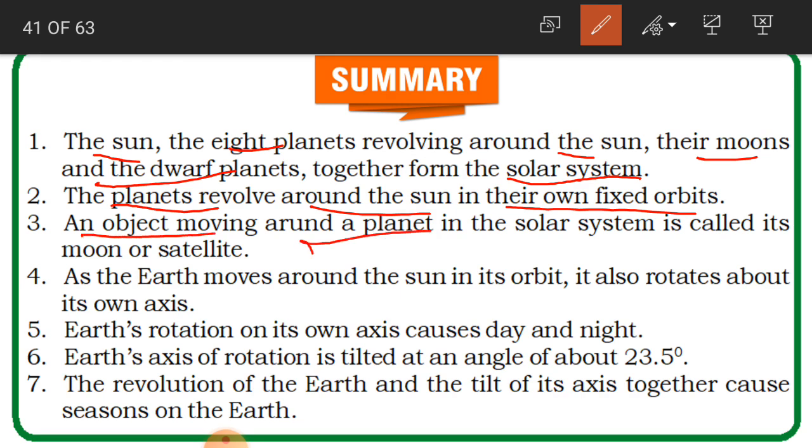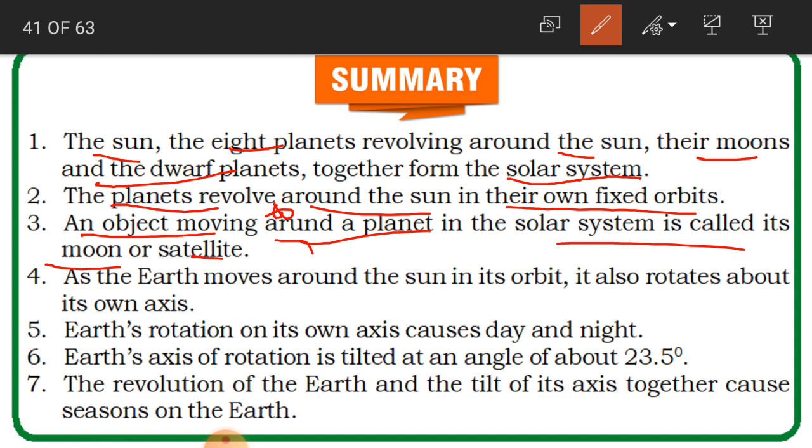And an object moving around, this is "around", spelling AROUND, children. R is missing here. An object moving around a planet in the solar system is called its moon or satellite. Okay, so we have one more object which moves around the planet, children, and that is nothing but the moon of that particular planet, or we can also call it a satellite of that planet. Okay, and those are the natural satellites of those planets.